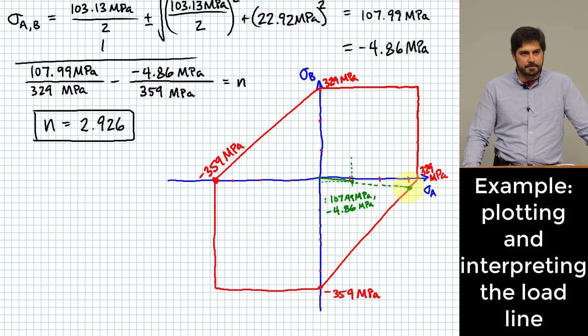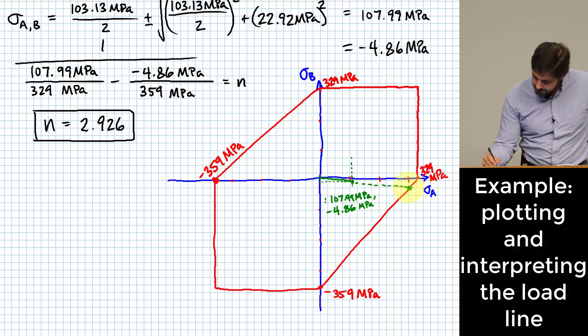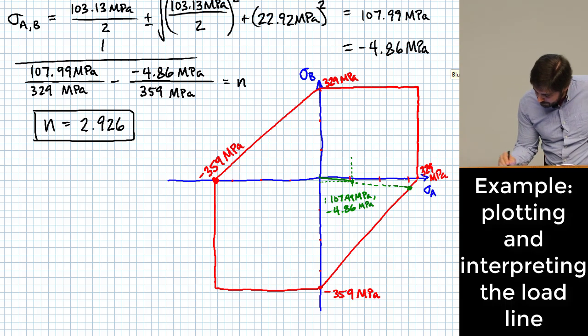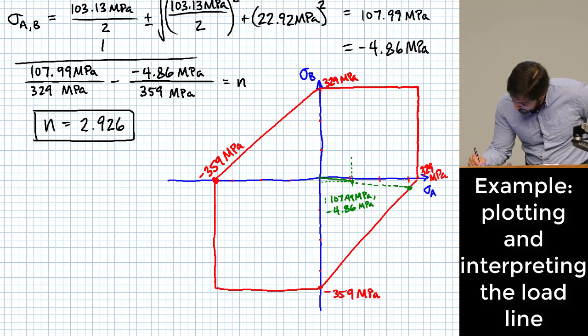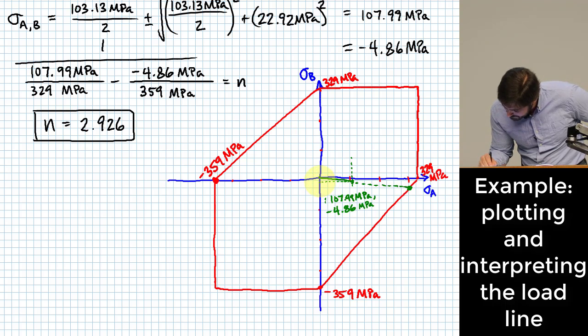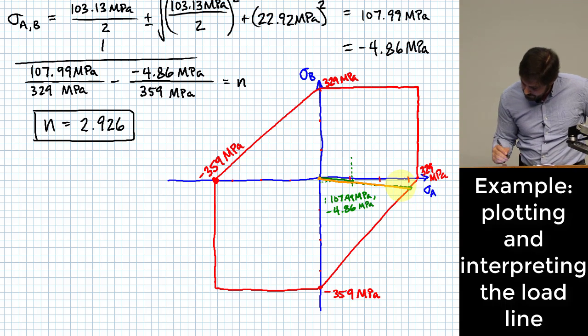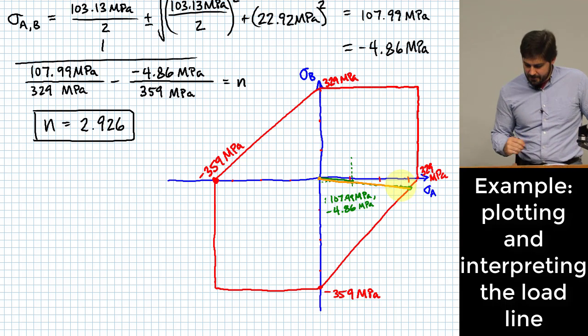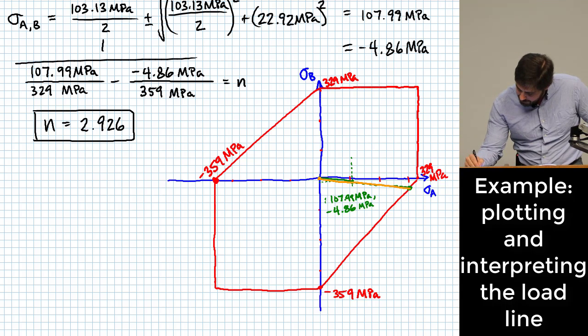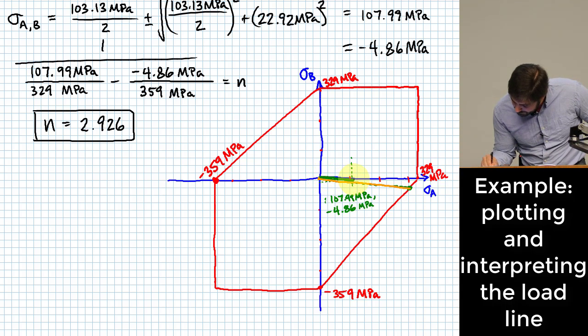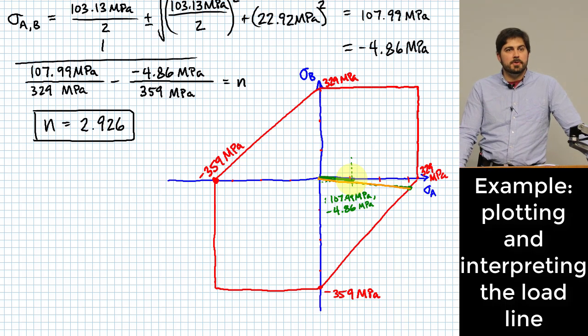Yes, sir? So it's the distance from the origin to that edge of the locus line, all divided by that short line. Yeah, I'll go ahead and draw it on here. I'll do it in two colors. If I had a line that extended from the origin all the way to there, and I take the length of that line and divide by the length of this green line, the ratio of those two lengths is my factor of safety.